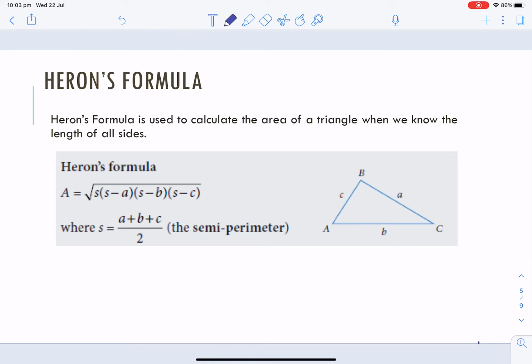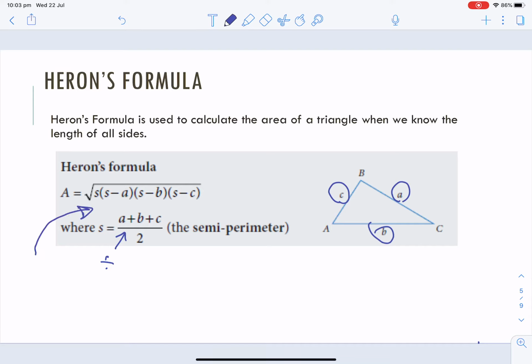So what we do is we add up these 3 sides. Now, it doesn't matter which one you allocate as A, B or C, because at the end of the day, 3 plus 5 and 5 plus 3 equals 8, regardless of which way you add them together. Then you divide it by 2. So remember, this fraction line here is secretly a division sign. Then we input everything into here.